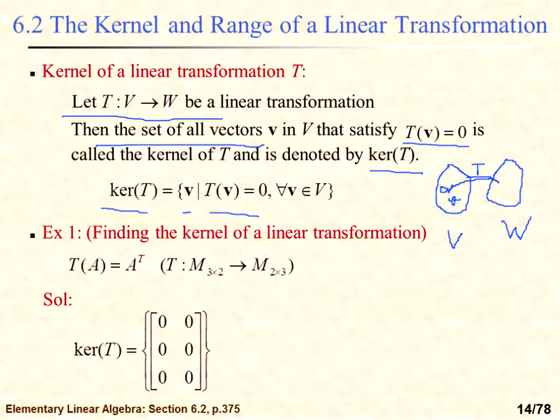This is called the kernel of T, meaning there are some zeros available in V. If we put them into the transformation, then all the transformations are 0. This is the meaning of this. So this is called the zero transformation. Transformation of v is equal to 0 and v belongs to V. This is called the kernel of T.